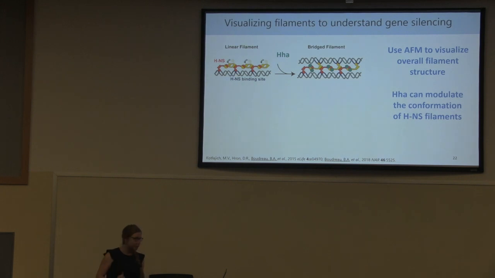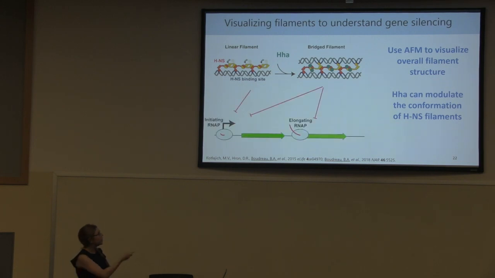So to summarize this first part, I used atomic force microscopy to visualize these different filaments, the linear H&S, the bridged H&S, and the HHA H&S filament. And I found that HHA can modulate the conformation of H&S filaments. So I've added this HHA arrow here to show that HHA can convert a linear filament into a bridged filament or continue to stabilize that bridged filament. And I'll just remind you again that it's this bridged filament that can inhibit or affect the elongating RNA polymerase, but the linear filament only seems to affect initiating RNA polymerase.